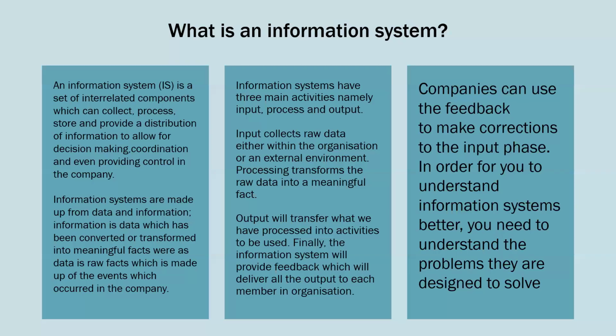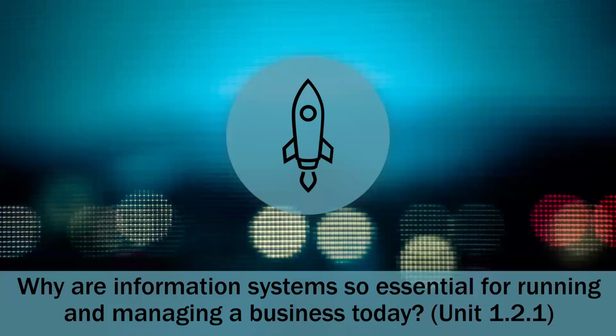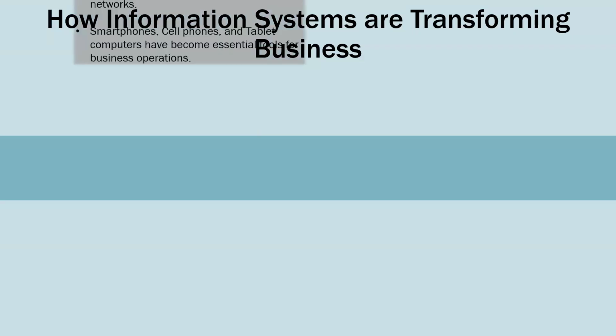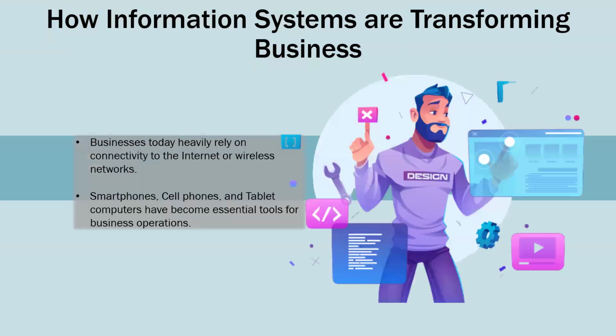So now let's get to unit 1.2.1. What are information systems so essential for running and managing a business today? Why are we, as managers, concerned about using information systems? Why should we be concerned about information systems? So let's look at how information systems are transforming business.